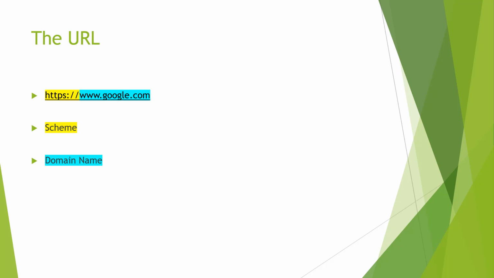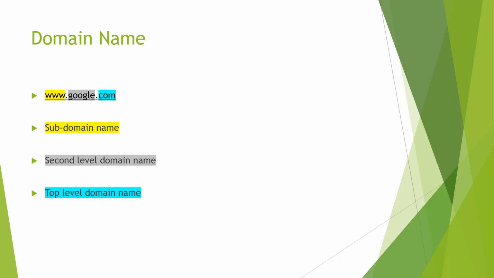The scheme has to begin a URL because that tells the web browser how to connect to the resource. HTTP and HTTPS are just two of the common schemes that are out there. They are not the only ones. Another one might be FTP, for example. Even the domain name itself is not just one level. The domain name actually is broken down into several sublayers.